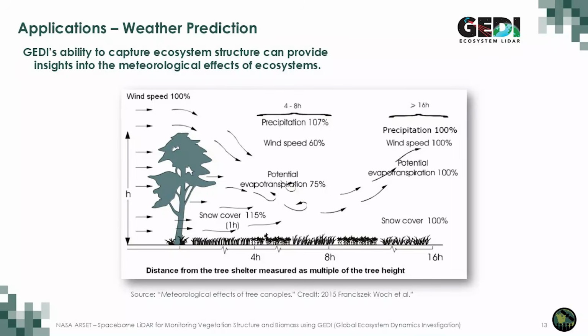GEDI data provide detailed measurements of the canopy structure and ground elevation, which enhance land surface models used in weather prediction. By improving the representation of vegetation height, density, and distribution, GEDI data can help refine simulations of surface energy balance, evapotranspiration, and even wind dynamics. Each of these are diversely influenced by different ecosystem structures. These atmospheric effects are key processes influencing local and regional atmospheric conditions.